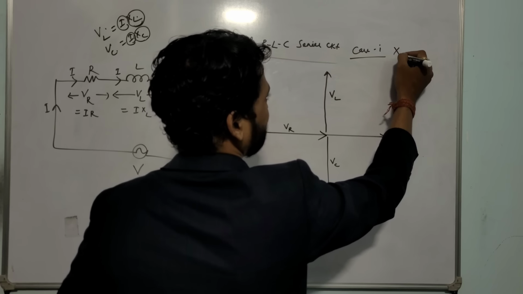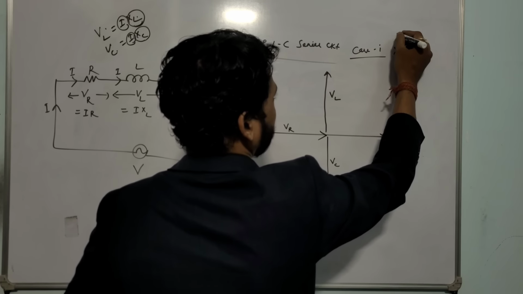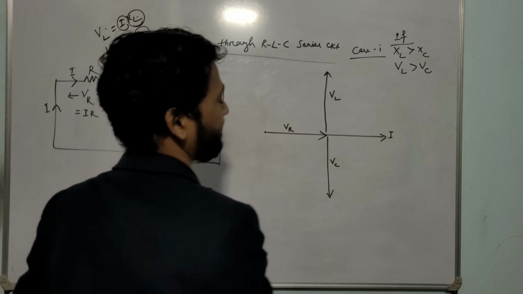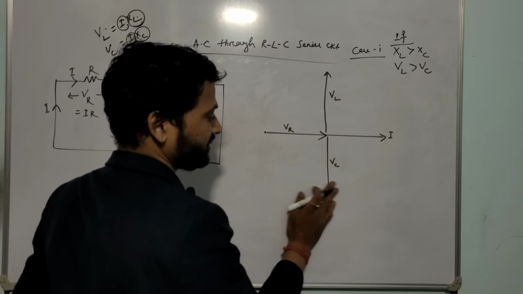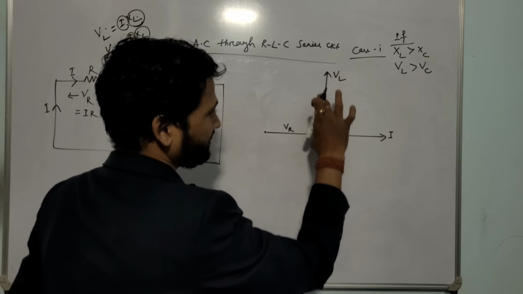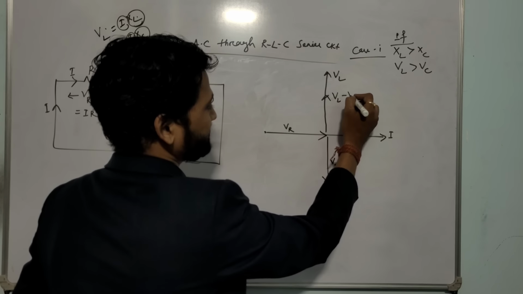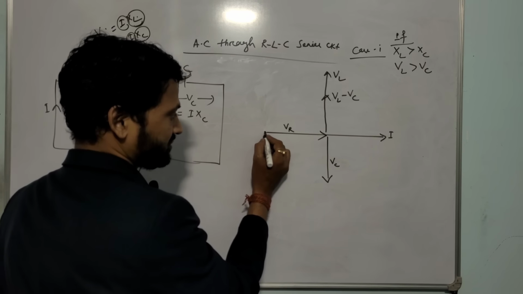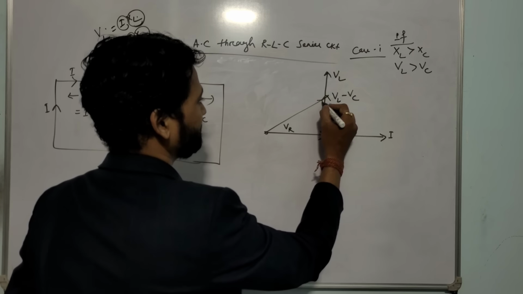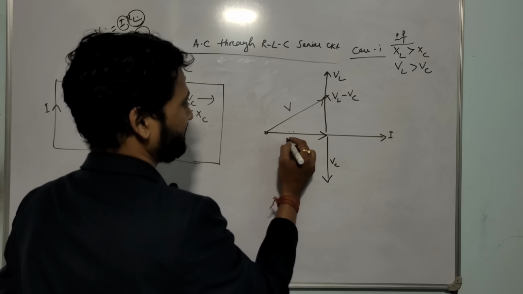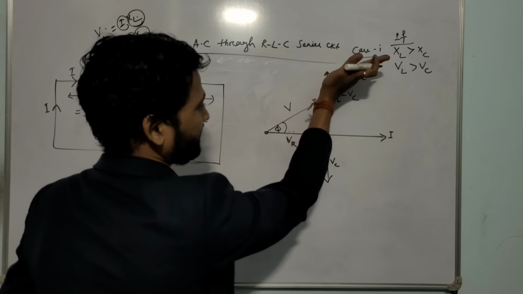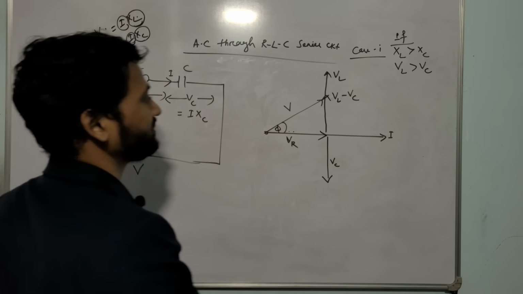First case: if XL is more than XC, VL will be more than VC. If VL is more than VC, what is the resultant? The resultant will be VL minus VC. So now you get two vectors, one is VR, the other is VL minus VC. This one will be the resultant V. Yes or no? And this is your angle, the final angle, the final voltage, the final current.